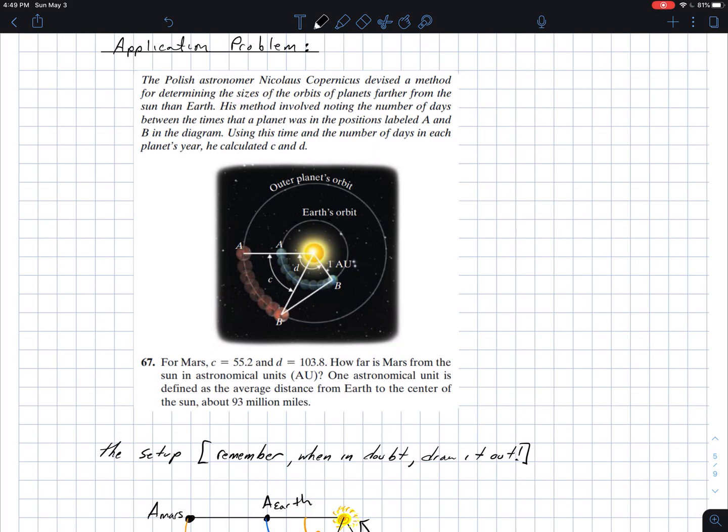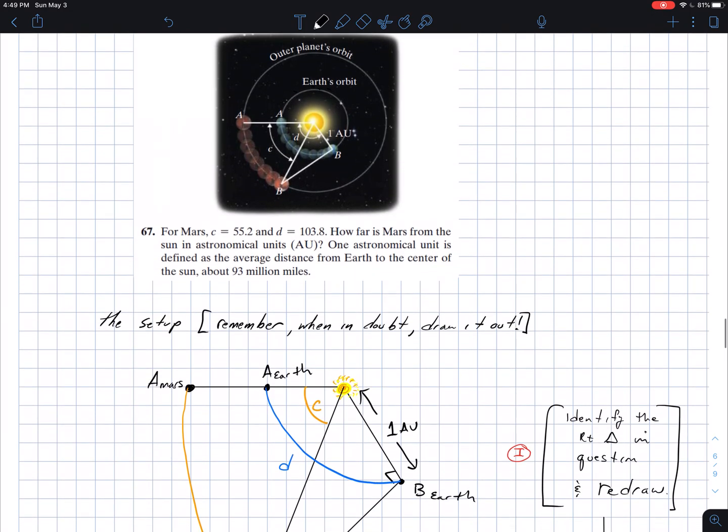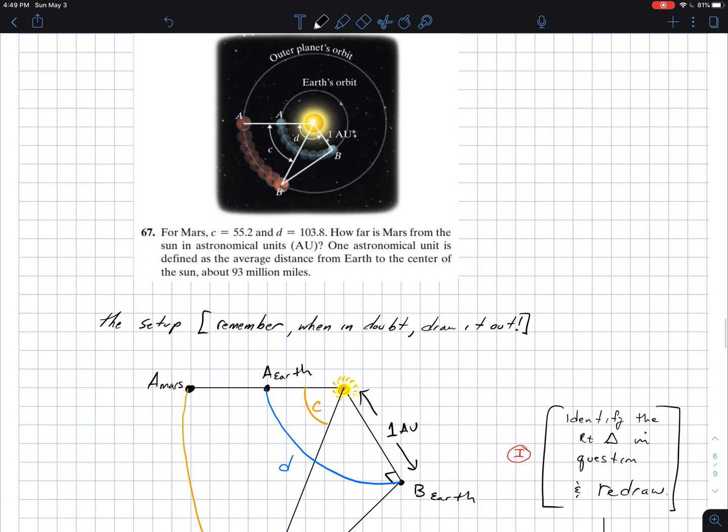His method involved noting the number of days between the times that a planet was in the positions labeled A and B in the diagram. Using this time and number of days in each planet's year, he calculated C and D. And for our example, Mars has a C of 55.2 degrees, or days, and D has one of 103.8. I'm going to consider them angles right now, okay? Make it easy. So how far is Mars from the sun in astronomical units, AU?